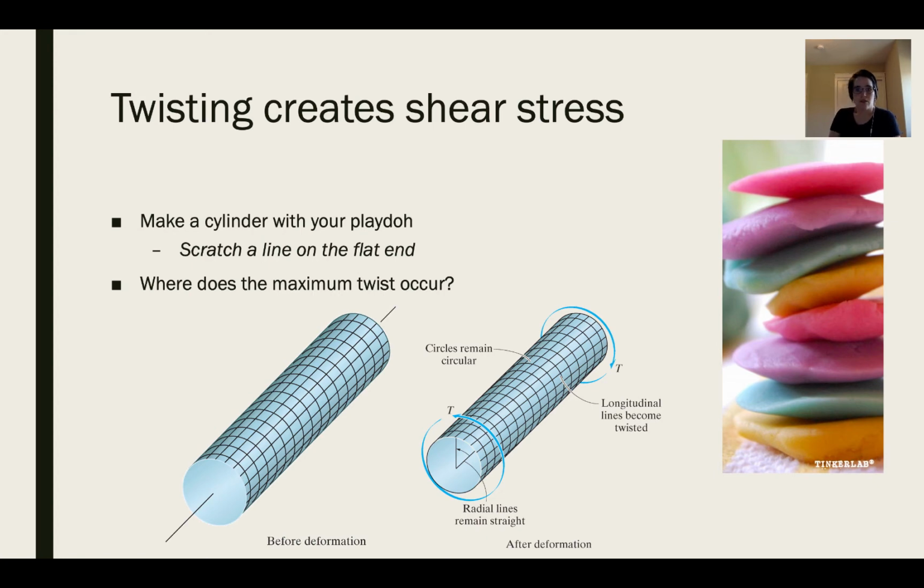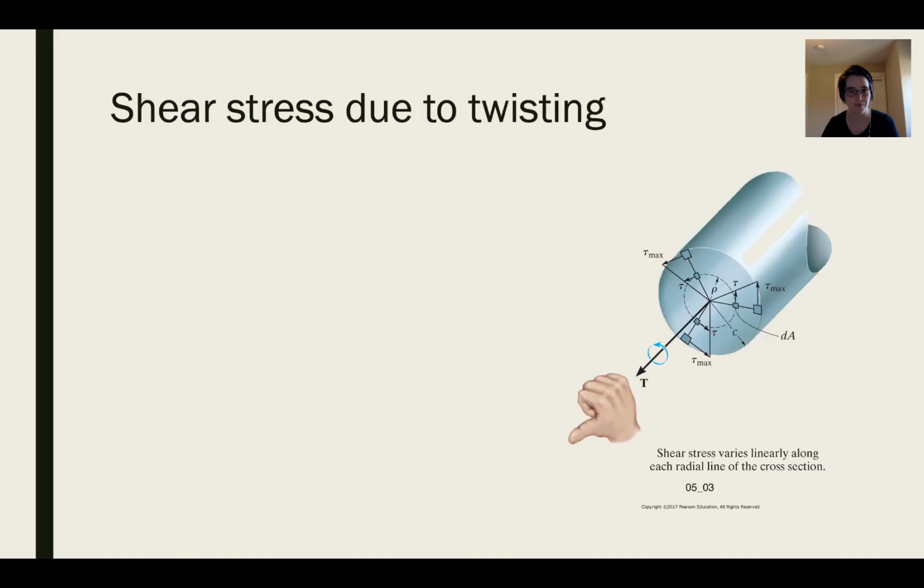The circular lines around the Play-Doh that are drawn here that I didn't ask you to do remain circular. The longitudinal lines become twisted, and the radial line on the end of your Play-Doh remained straight. But you'll notice that different places on this radial line twisted more than others. So there's no twist here at the center of the shaft, and there's the most twist at the end of the shaft. And that's going to be important as we start to think about how shear stress occurs due to the applied torque for twisting.